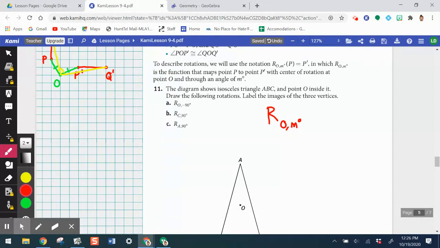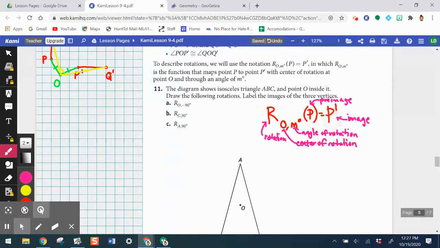So we're saying that any point, when it undergoes a rotation about the point O using this angle of rotation, we get the result P prime. So again, P prime, the image, is the result of rotating point P this many degrees, m degrees, the measure of the angle of rotation, around the point O.